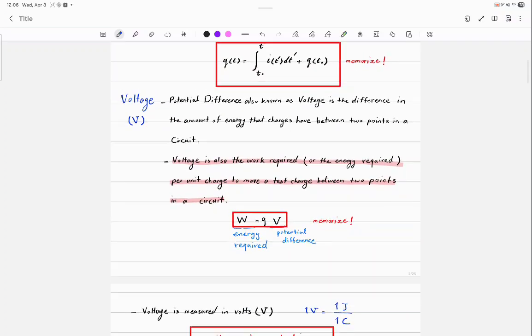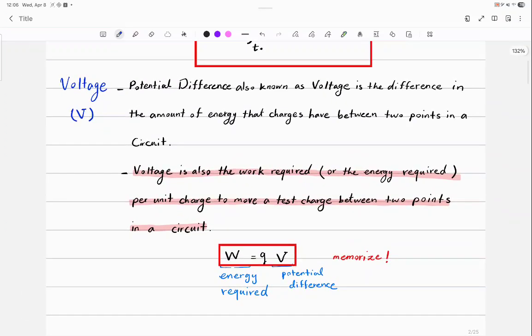This is an equation relating energy, charge, and voltage. Okay? Just memorize this because you might get some conceptual or very easy calculation questions from this. And yeah, W, which is energy, is equal to QV.